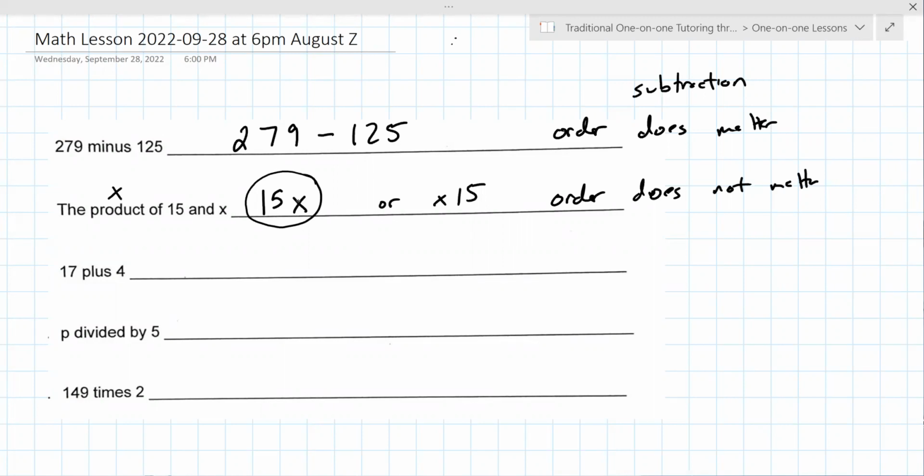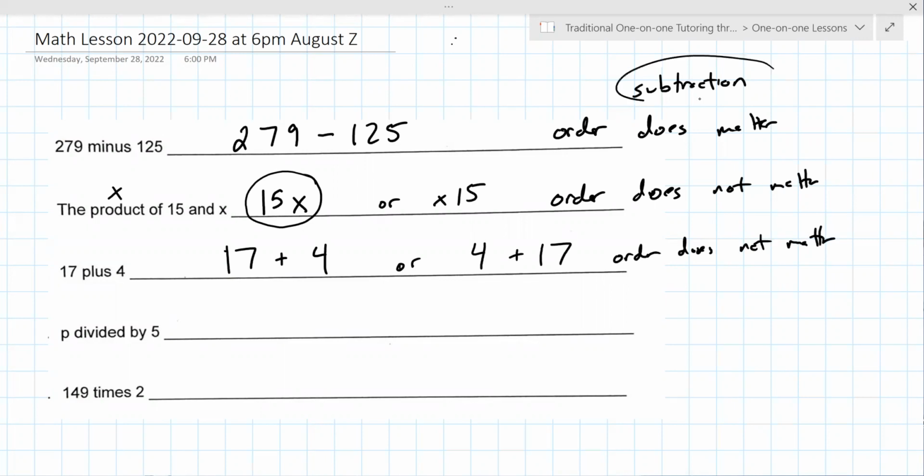Okay. Why don't you try the next one for me? 17 plus 4. So you do 17, and then the addition symbol, and then the 4. Yes. Now it would also be correct to write 4 plus 17, because again, order does not matter for addition. Order matters for subtraction, and what we'll see in the next one, division.